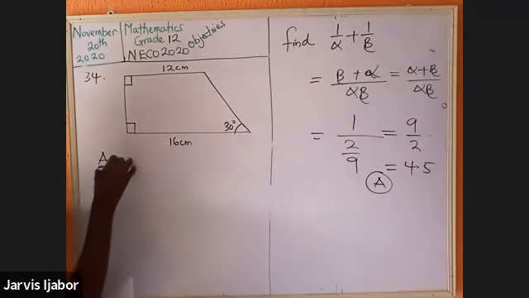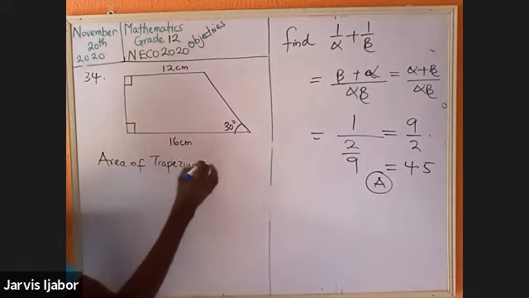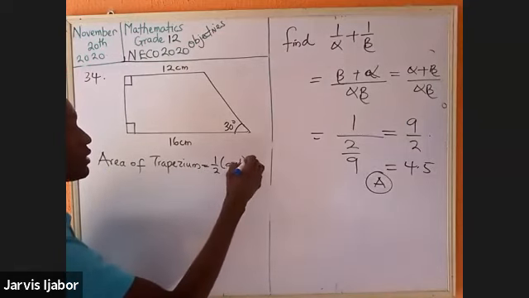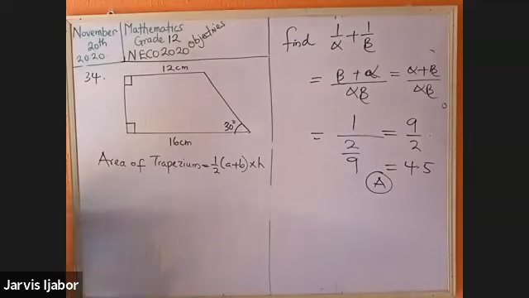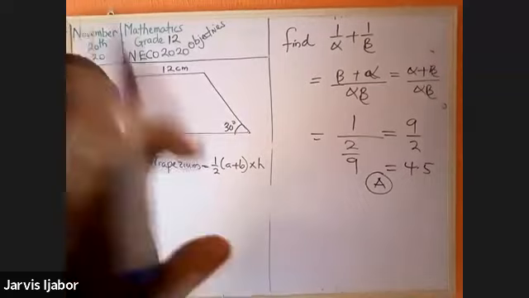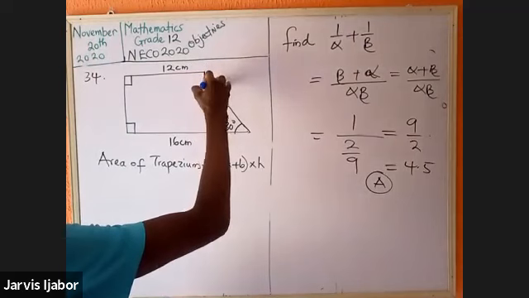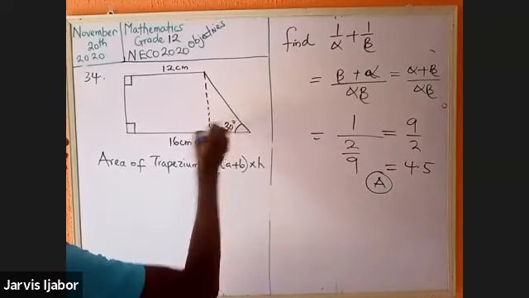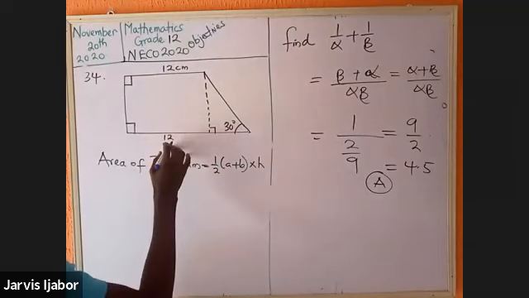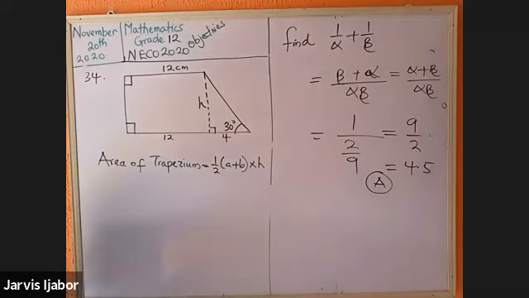Now we know that area of trapezium is half the sum of parallel sides times height. The height in question there is not just height, but actually what is called perpendicular height. So how do you get the perpendicular height? You start by drawing this here. If from here to here is 12, and the whole length is 16, this will be 4. So we need to get h.